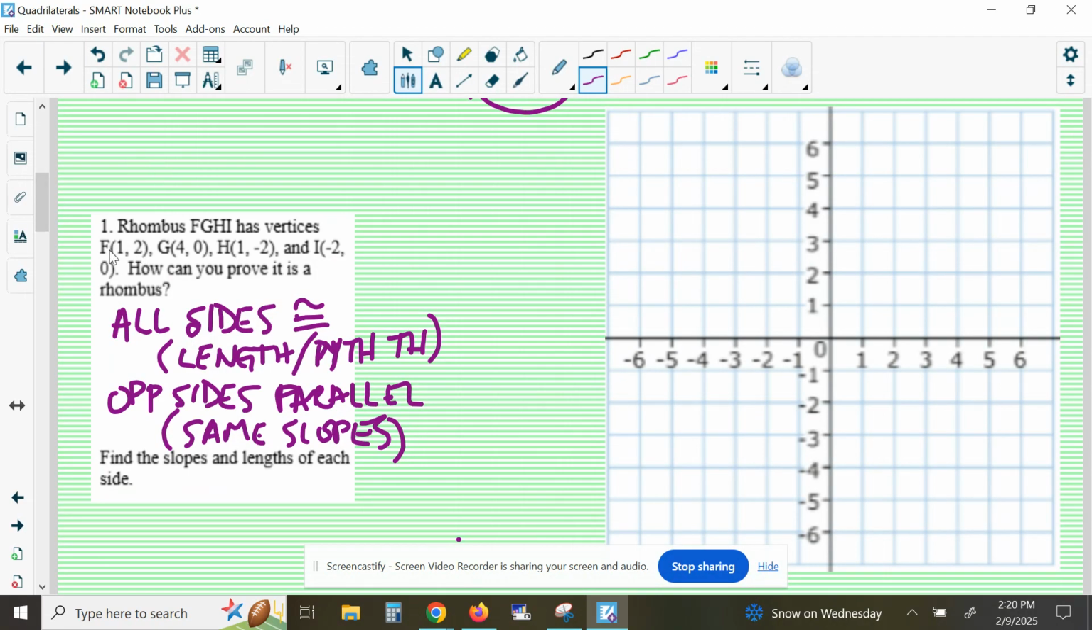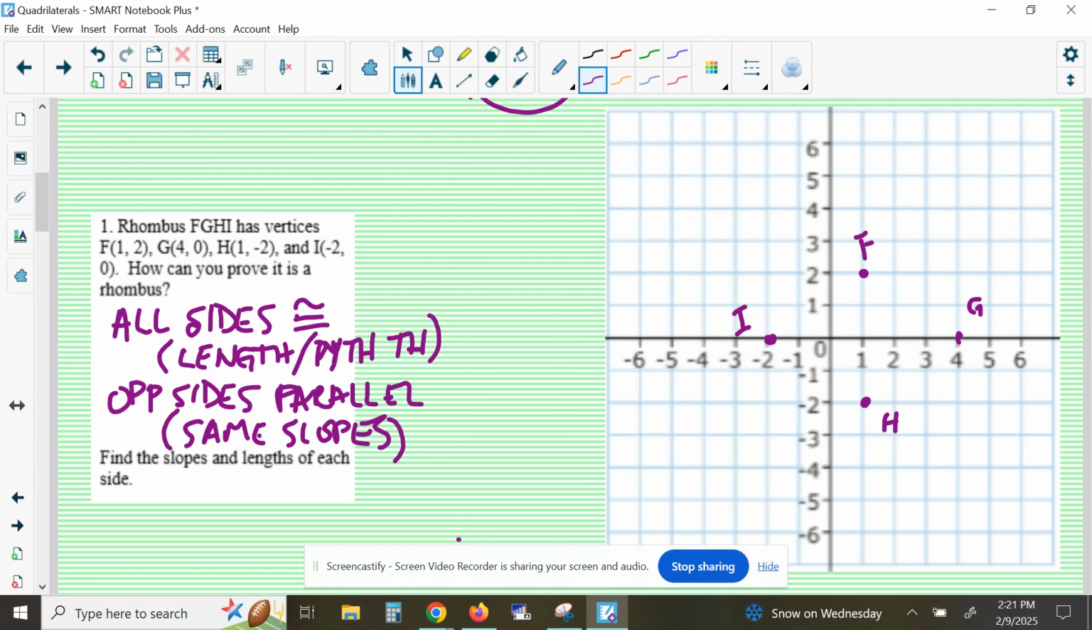So let's go ahead and do that. I'm going to go ahead and graph it now. So F is 1, 2. You have graph paper, so graph with us. You can even pause the video, graph it, and then start it up and make sure you graphed right. Over 1, up 2. That is my F. Over 4, up 0. That is my G. Over 1, down 2. That is my H. And back 2 and up nothing is my I.